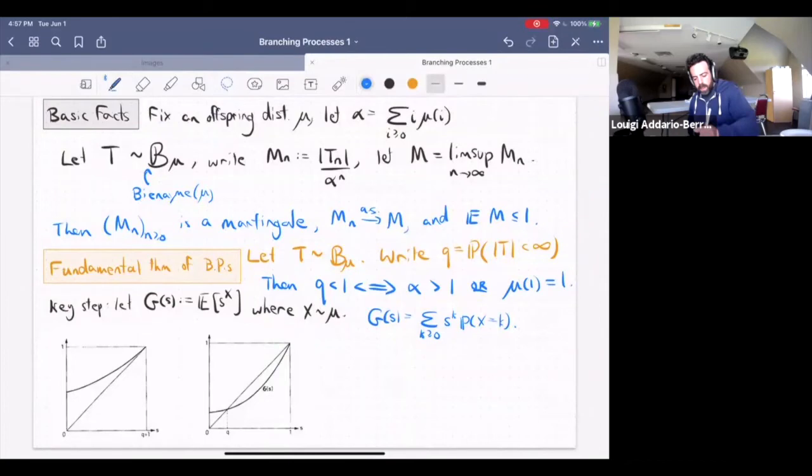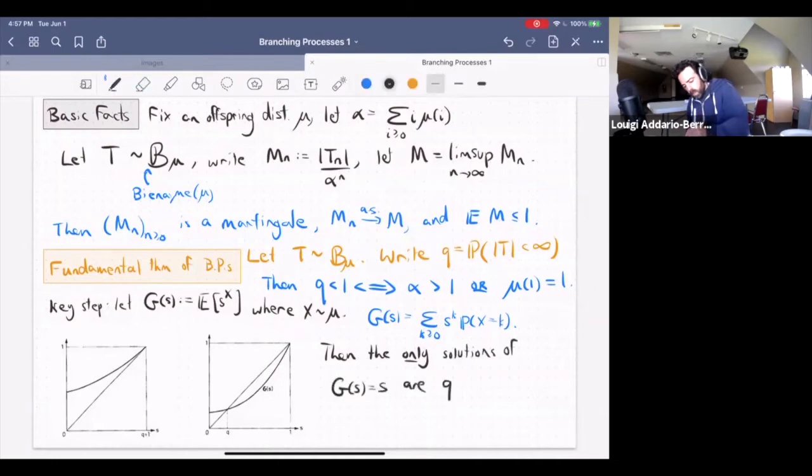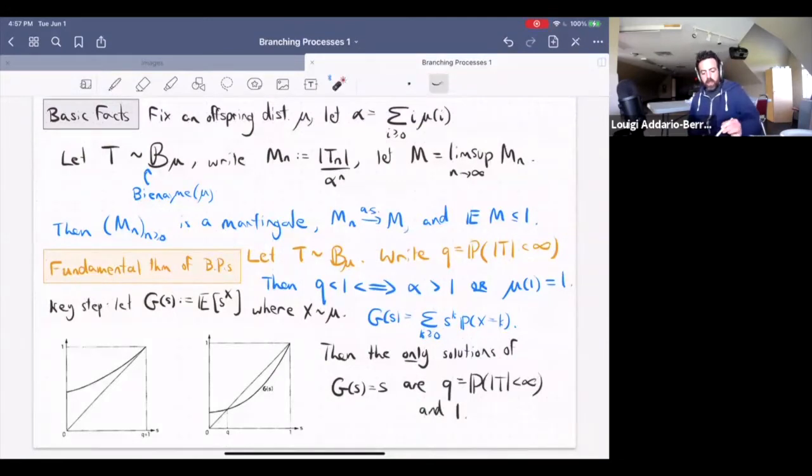Then the key point is that this extinction probability is a fixed point of G(s). In fact, the only solutions of G(s) equals s are Q, this extinction probability, and one. So the picture is that when the mean is greater than one, there's a non-trivial fixed point, a fixed point other than one. When the mean is less than or equal to one, there's no such fixed point.